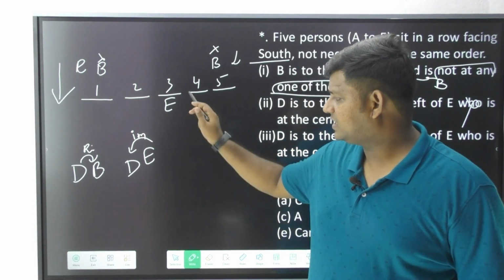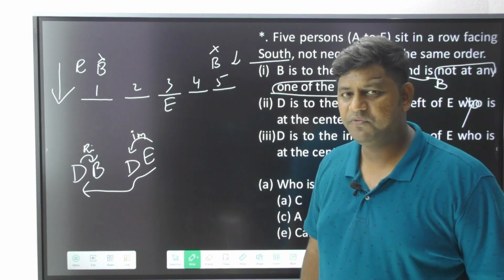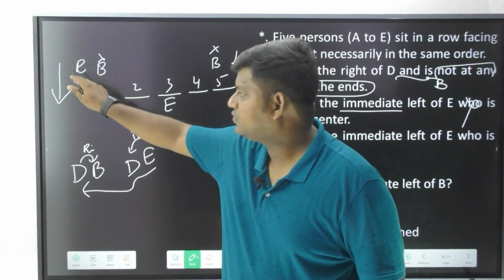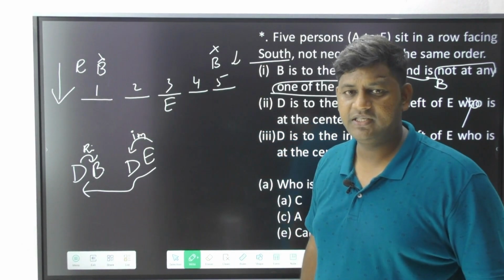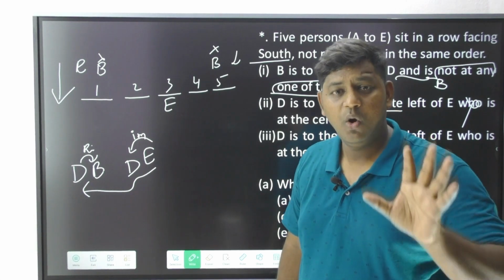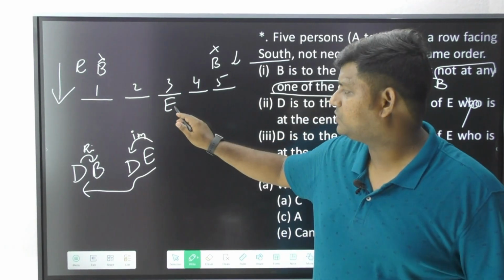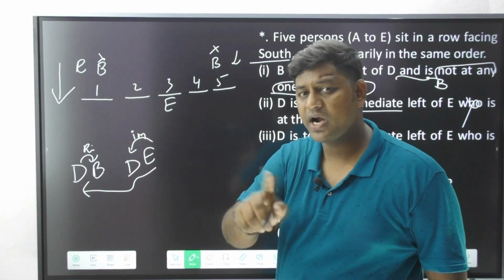Now again you can just go with this information. We have got a lot of information with E. E is on the left side. Mind you, they're all facing towards what direction? South direction. So you cannot go with your own left side. You have to go with your right side. So now please observe here, E is on the left side, which is nothing but your right side.